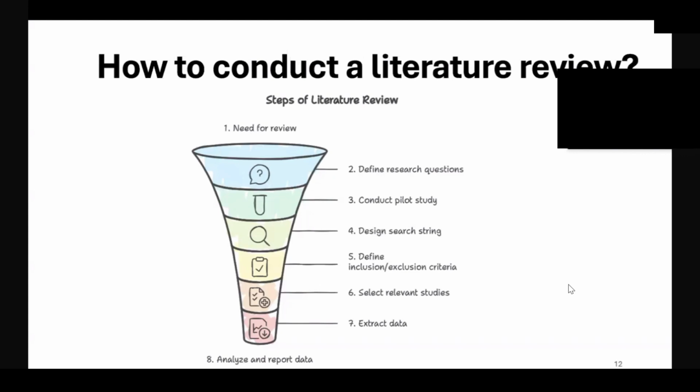Now, the main part of this webinar: how to conduct a literature review. These are the main steps. For example, we first need to identify the need for review, then define the research questions, then conduct a pilot study, design the search string, define inclusion-exclusion criteria, select relevant studies, extract data, and analyze and report data. In the next 10-15 minutes, I will talk about each of these steps, and how we can work on each of these steps within the methodology of a literature review.